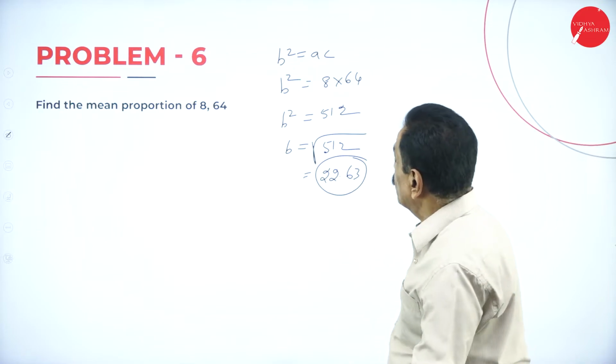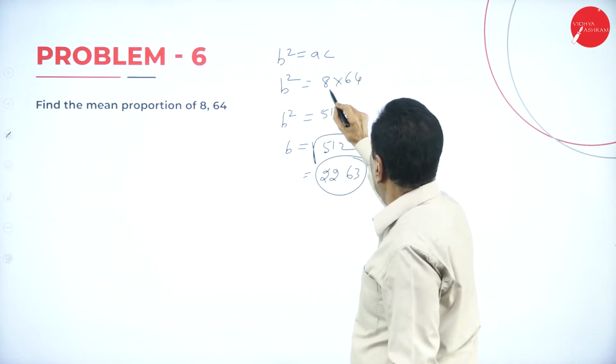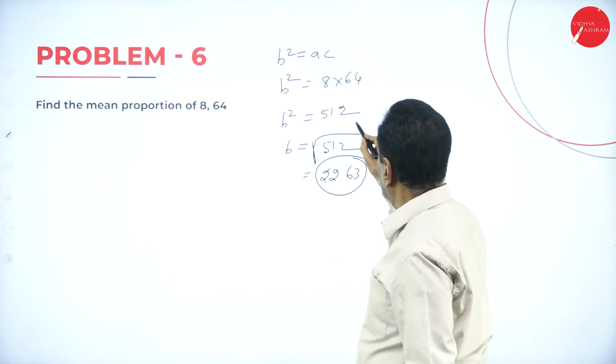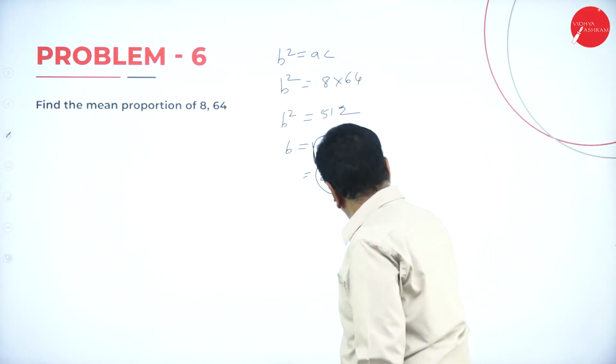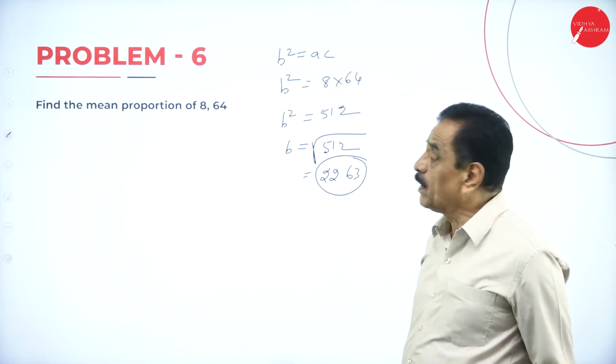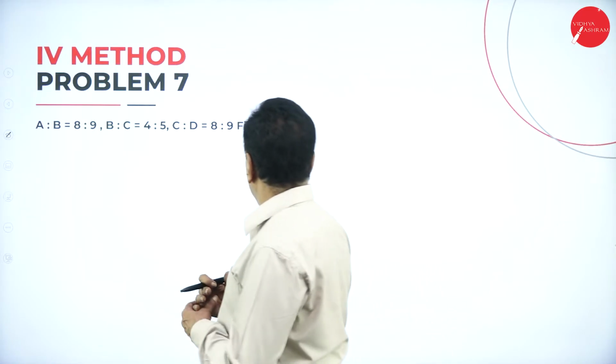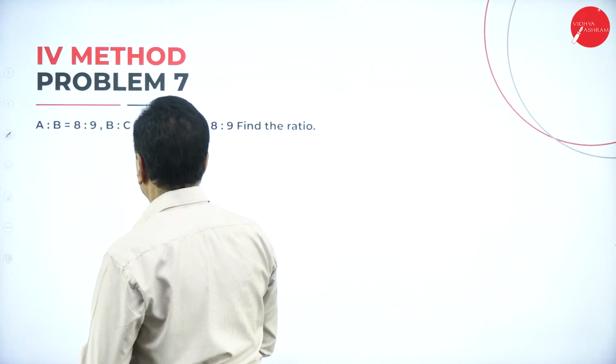So this is the way of doing it. B square is equal to AC. B square is 8 into 64, which is 512. B is equal to the square root of 512, which is 22.63.